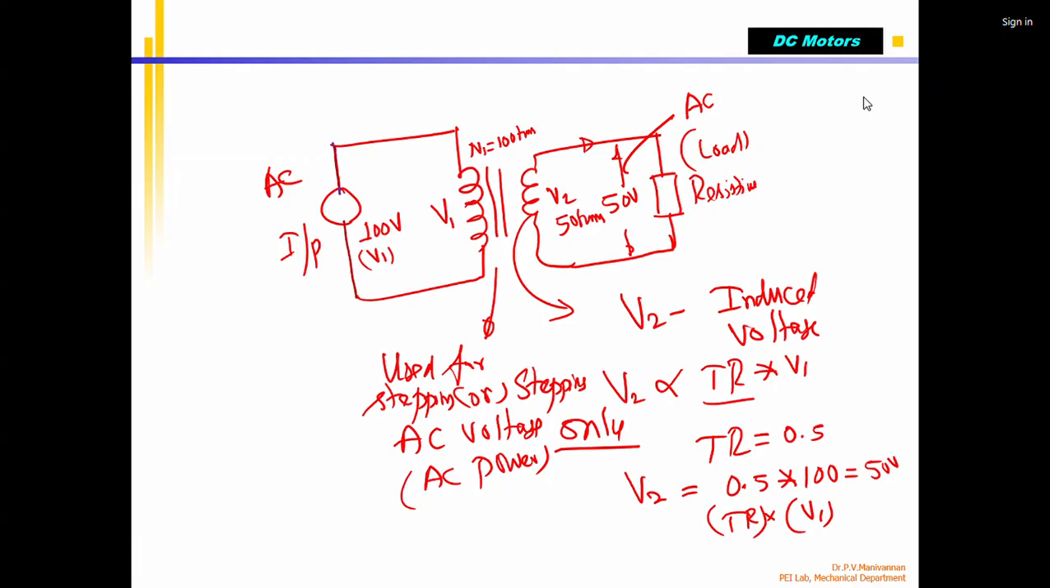Now, if I connect this, that means current is flowing. This is IAC, this is VAC, the applied voltage. This is the current flowing in the circuit. IAC equals VAC divided by Z.